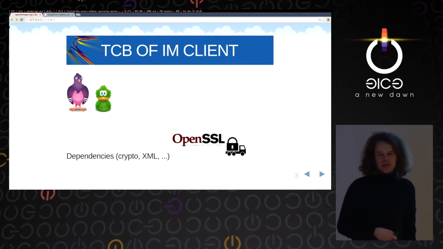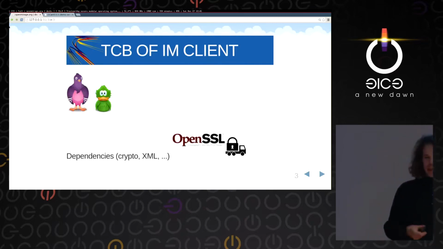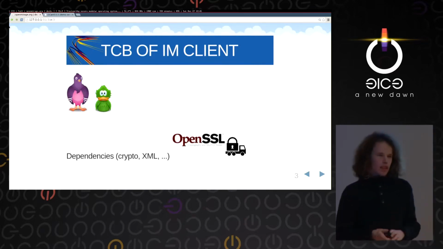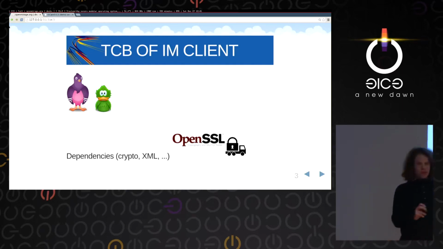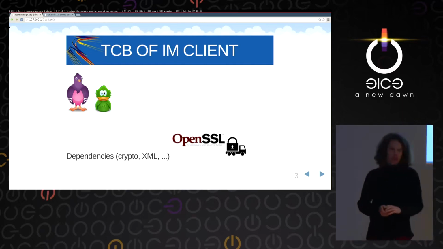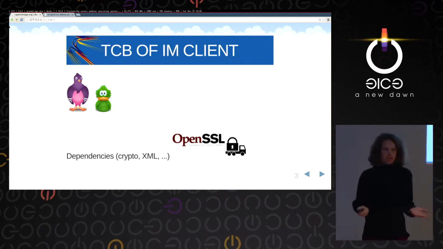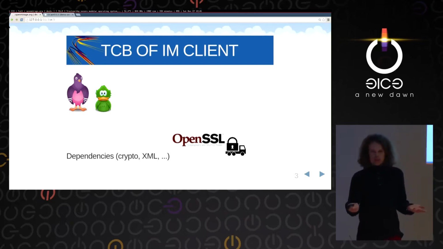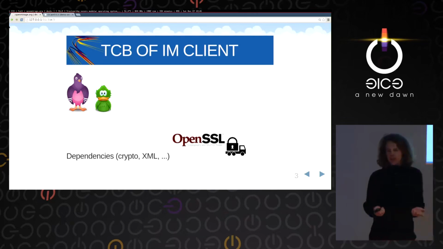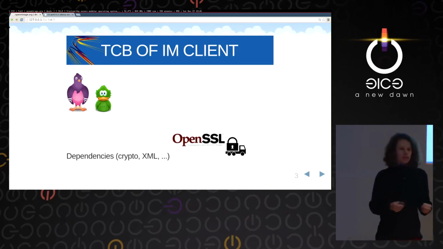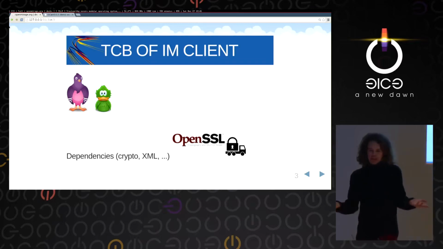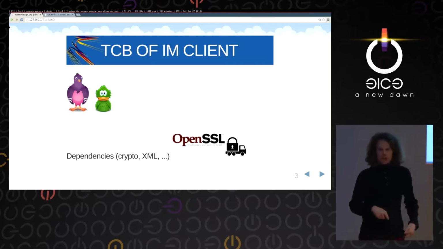Then, as a next layer, we have the dependent libraries. So the client might use OpenSSL or GNU-TLS or any other security or cryptography library, or XML stream processing, or whatever. That is obviously also part of the trusted computing base, as we've seen this year with Heartbleed, which affected OpenSSL and a lot of different applications, which all had OpenSSL as their dependent library.